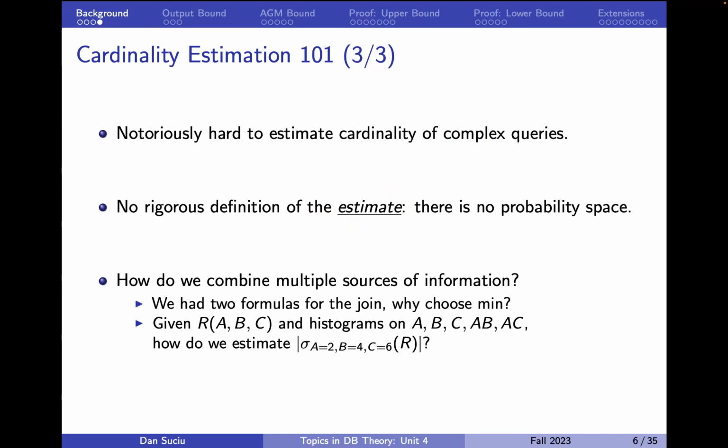It's not a mathematical definition of estimate. So let me skip over this. And my biggest complaint, and not just mine, but this is what I heard people saying, is that it's unclear how to combine multiple possible ways to estimate the cardinality of a query output.